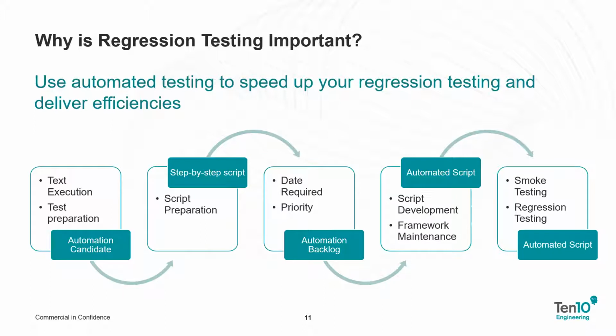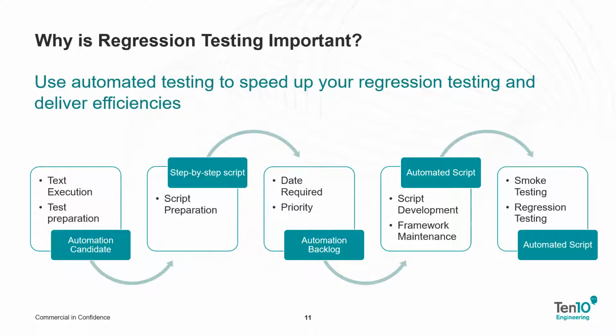This picture highlights the approach that Ten10 would take to making a regression suite automated. This is a repeatable process and maintains the test suites for all future releases of a product or a system. So here you can see you start with the automation candidate, so making sure the tests are a good candidate for automation, because not all test scripts can be automated. Then the script preparation, so step-by-step scripting, could be BDD format, could be any format, just ensuring that automation runs correctly.